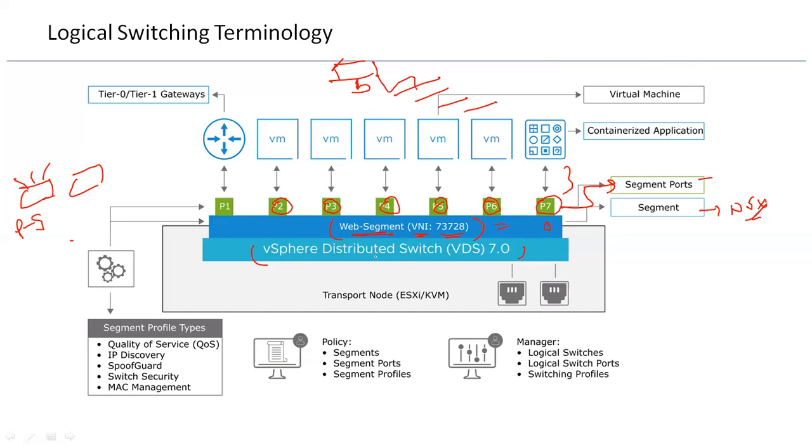When we say segment profile, within a segment we can configure quality of service, IP discovery, spoof guard, switch security, and MAC address management. So all these kinds of policies we can configure at the segment level.